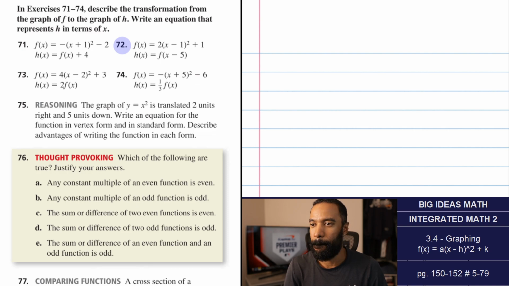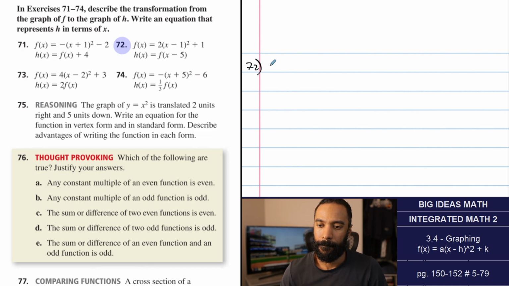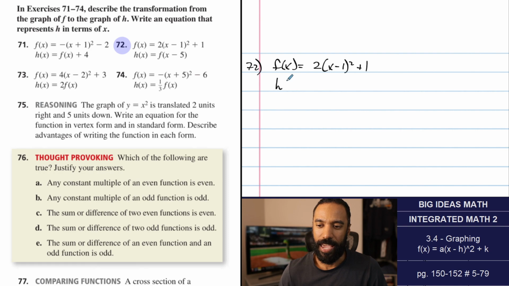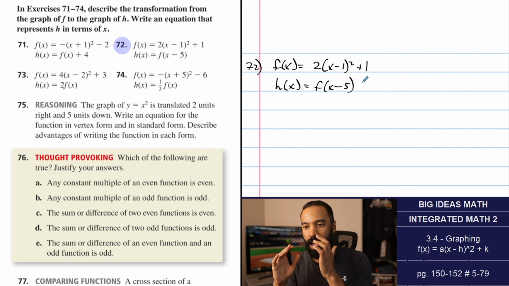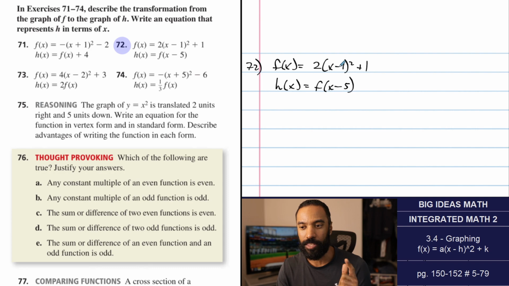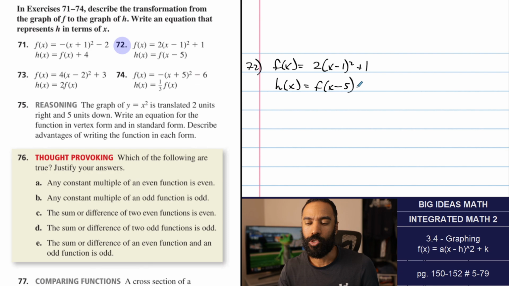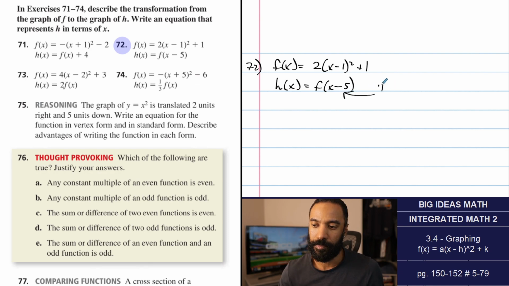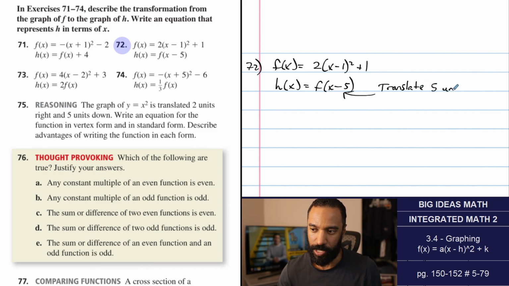Number 72. We have f of x equals 2 times (x minus 1) squared plus 1. We have h of x equals f of x minus 5. Now this x minus 5 is kind of like the same thing as the x minus 1. The vertex at 1 comma 1 is 1 unit to the right. This is 5 units to the right. So we're going to translate 5 units right. If you don't believe me, we'll see what the new vertex is. We've done some questions like it where we already did this, so it's nice that we have that.